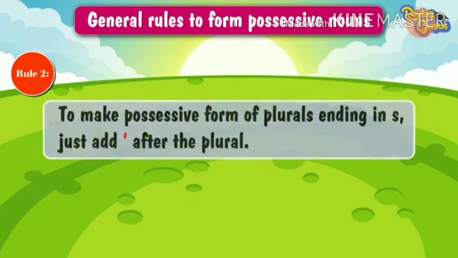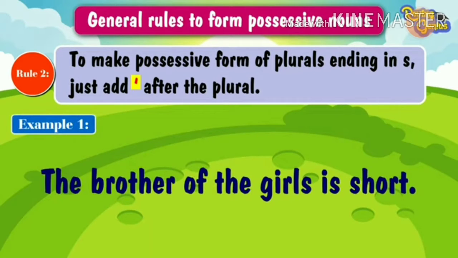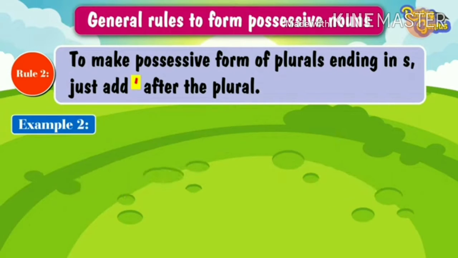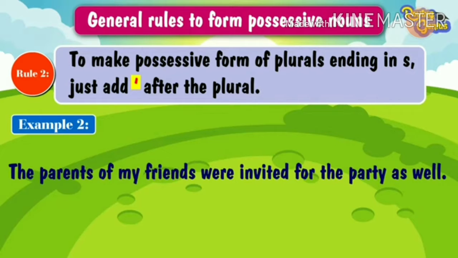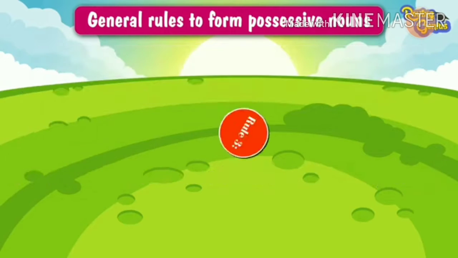Rule number 2. To make possessive form of plurals ending in s, just add apostrophe after the plural. For example, the brother of the girls is short can be written as the girls' brother is short. The parents of my friends were invited for the party as well. This can be written as my friends' parents were invited for the party as well.